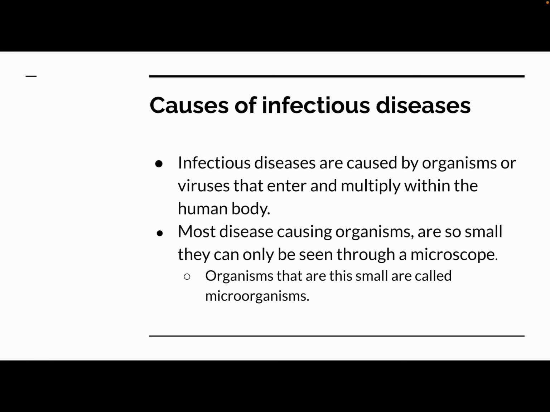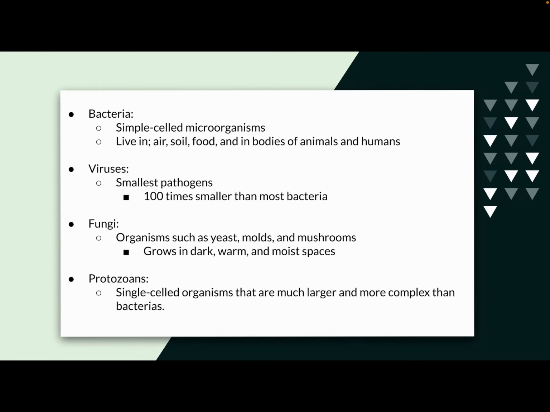Infectious diseases are caused by organisms or viruses that enter and multiply in the human body. Most disease-causing organisms are so small that they can only be seen through a microscope. These small organisms are called microorganisms. What exactly are some of these organisms? Bacteria are simple-celled microorganisms. Bacteria live in things like air, soil, food, and in the bodies of humans.